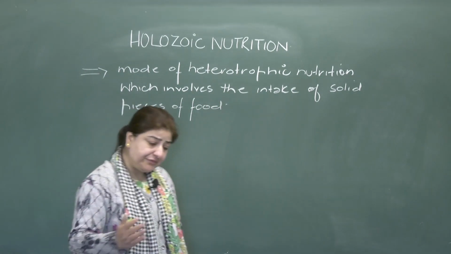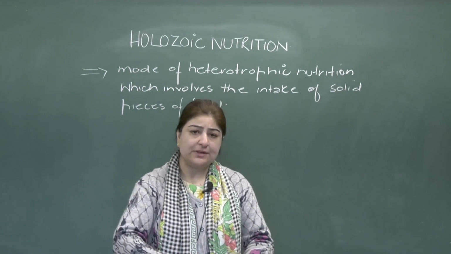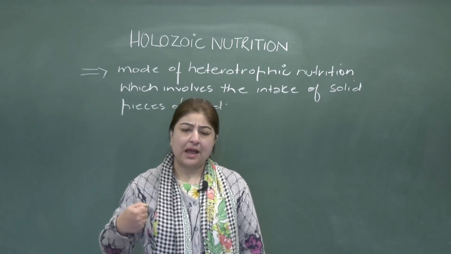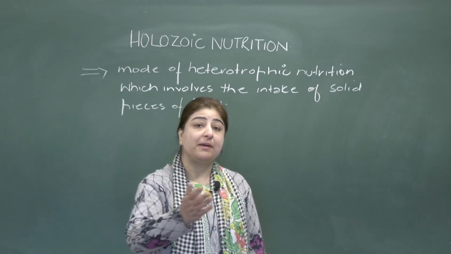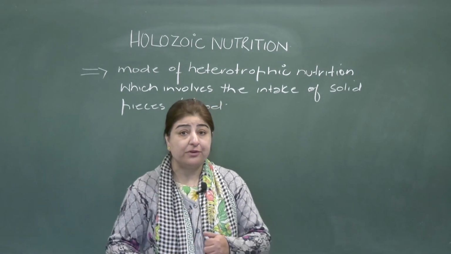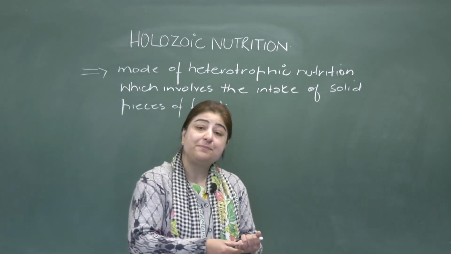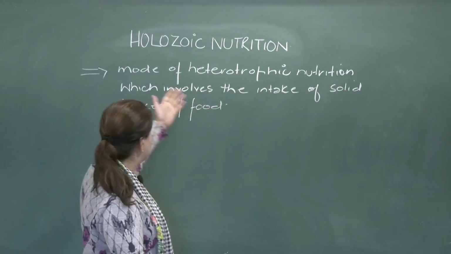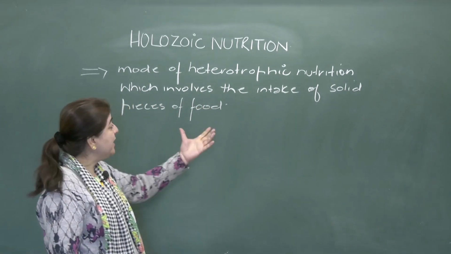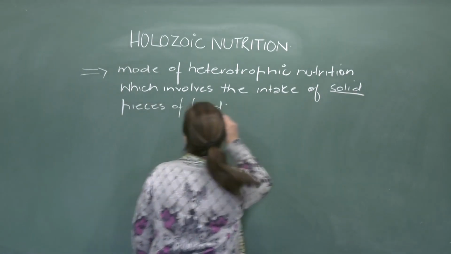Here again, in the saprotrophic mode of nutrition, the food is absorbed in a simpler form, usually in an absorbable form. In parasitic nutrition, the food is taken or absorbed either pre-digested or semi-digested. But in Holozoic nutrition, things are different. Here the food is taken in solid pieces.